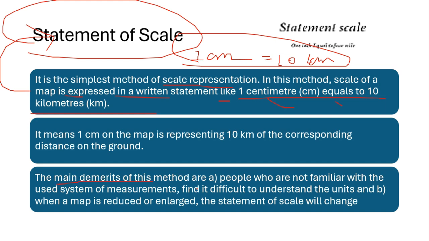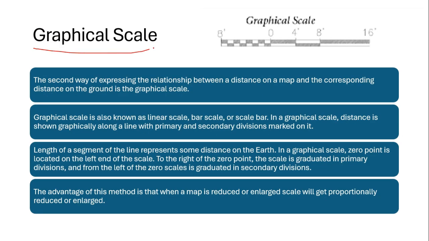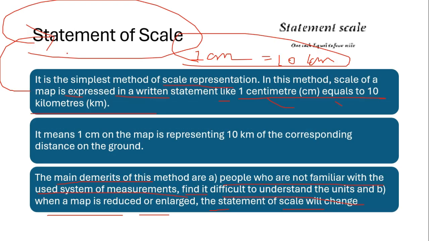The main demerit of this method is that people who are not familiar with the system of measurement used will find it difficult to understand the unit. And when a map is reduced or enlarged, the statement of scale will change. Then we have the graphical scale kind of representation to deal with the demerits of the statement of scale.